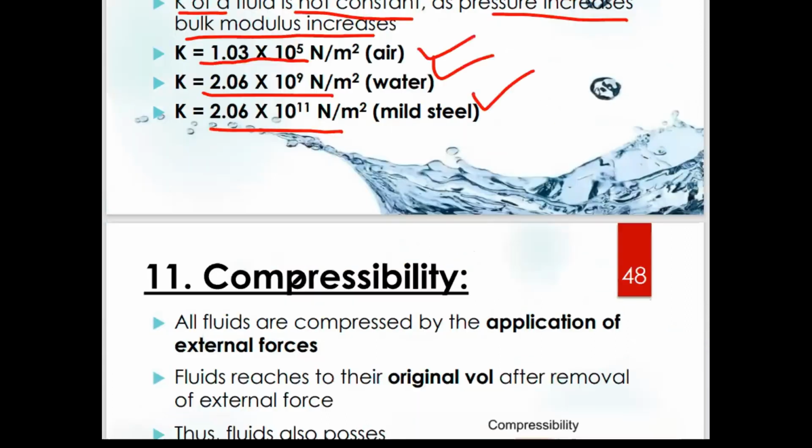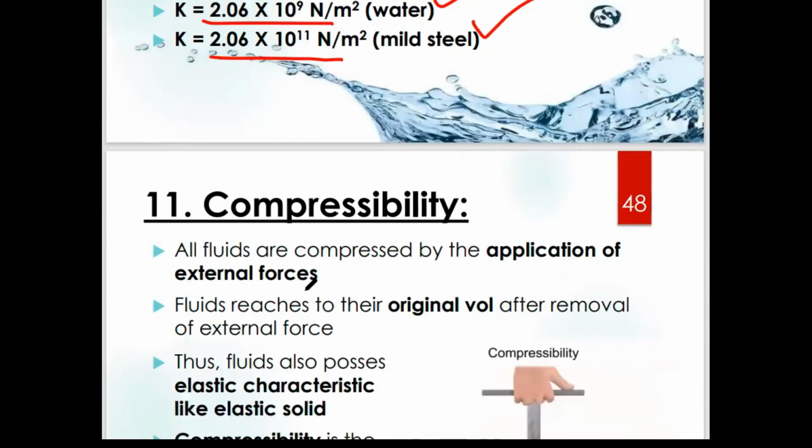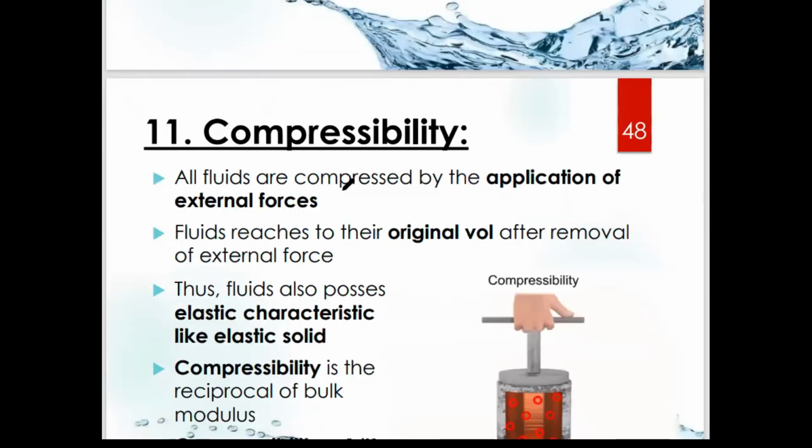The next property is compressibility. So what is compressibility? All fluids are compressed by the application of external force. So how are we going to compress the fluids? By applying some external force, we can compress all the fluids. And what happens when you apply a certain external force? The fluids will return to their original volume after the removal of the external force.